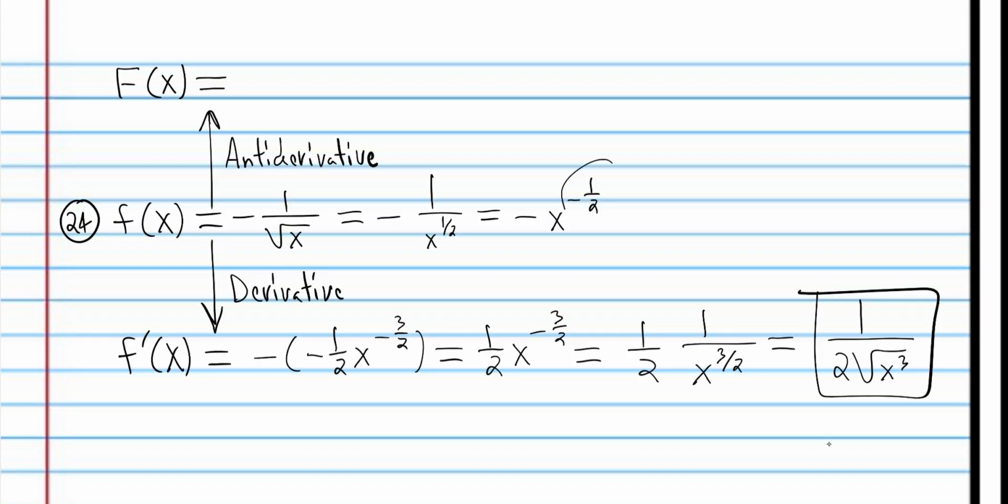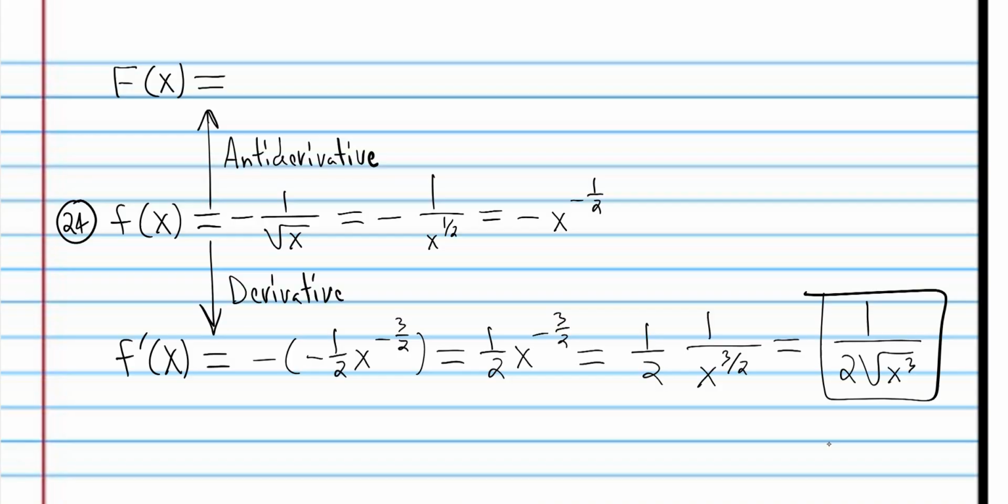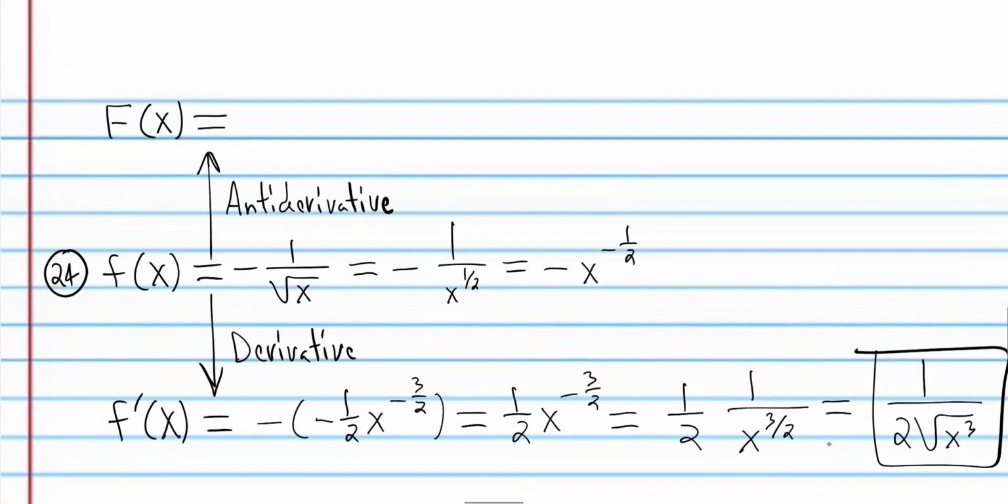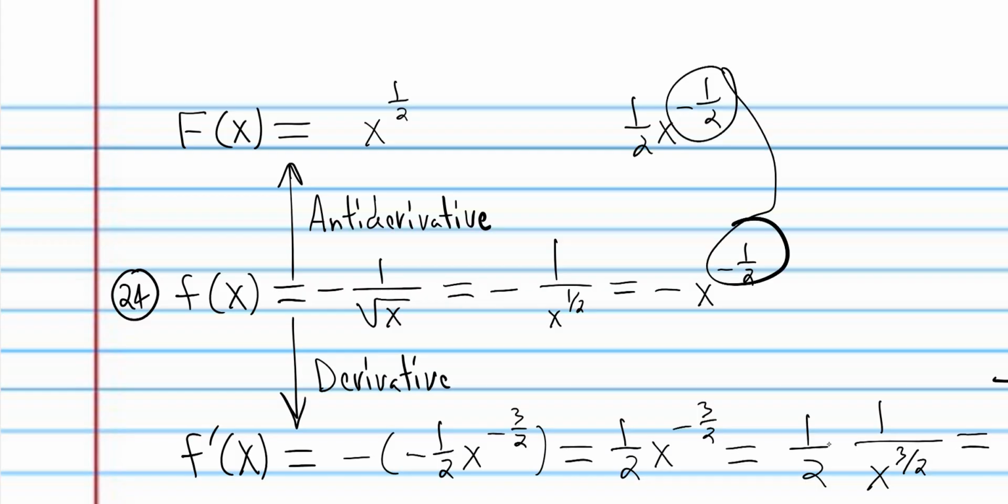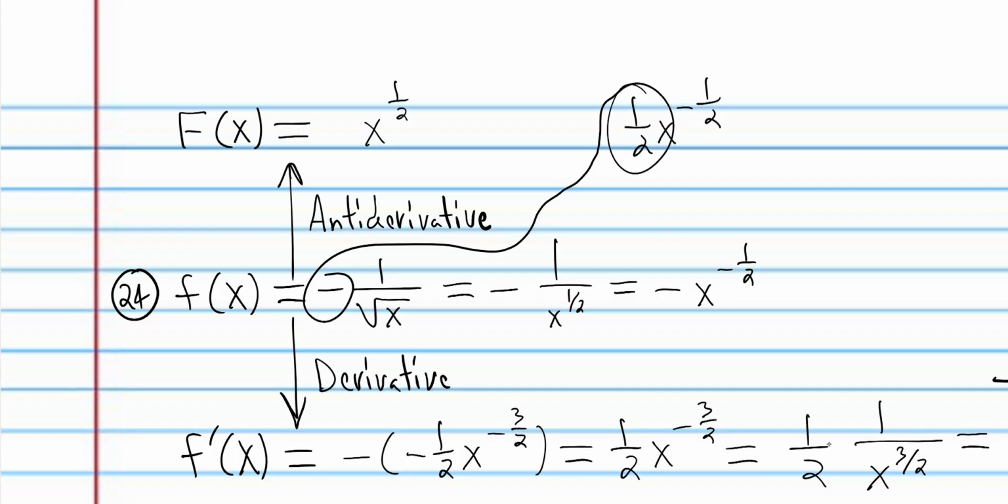So we had to subtract 1 from the exponent to find our derivative. We just need to go in the opposite direction to find the antiderivative, so we're going to add 1. If you add 1 to negative 1/2, you get 1/2. So now let's find the derivative of this, and we get 1/2 times x to the negative 1/2. So we have the right exponent, but we don't want a 1/2 there. We just want a negative 1 there.